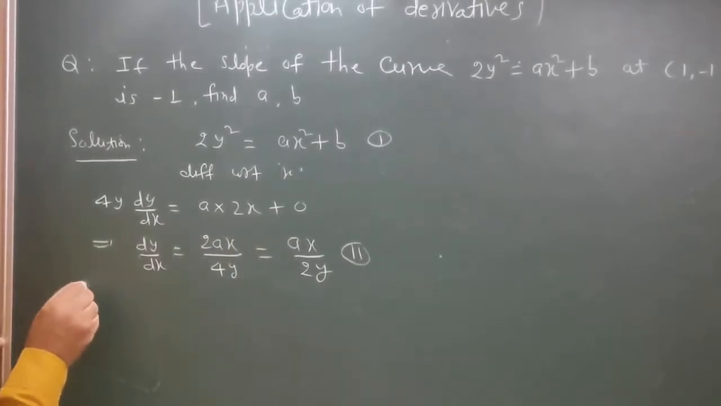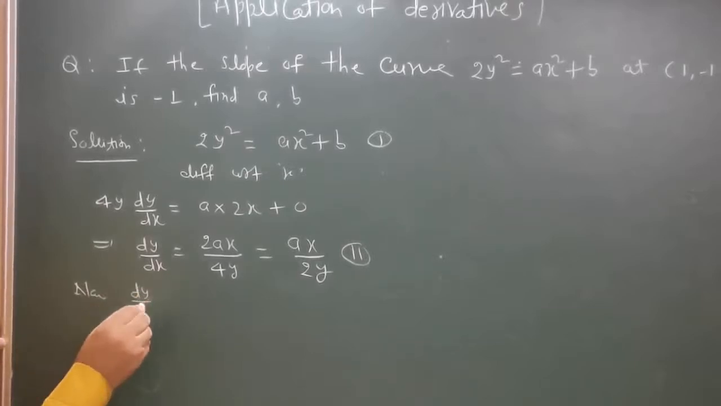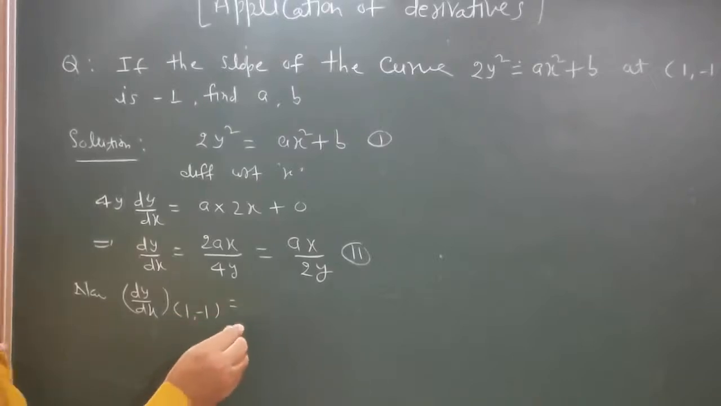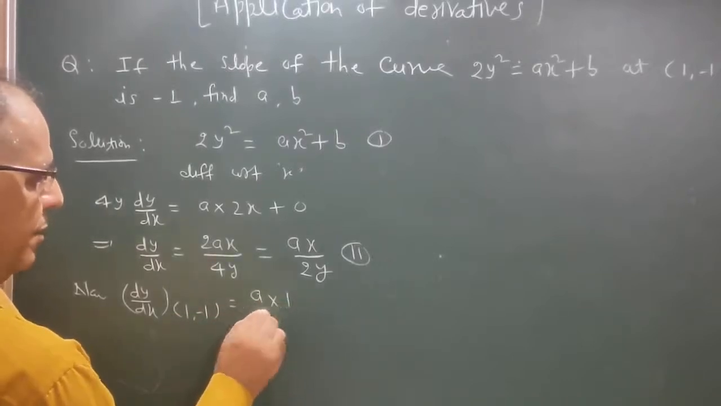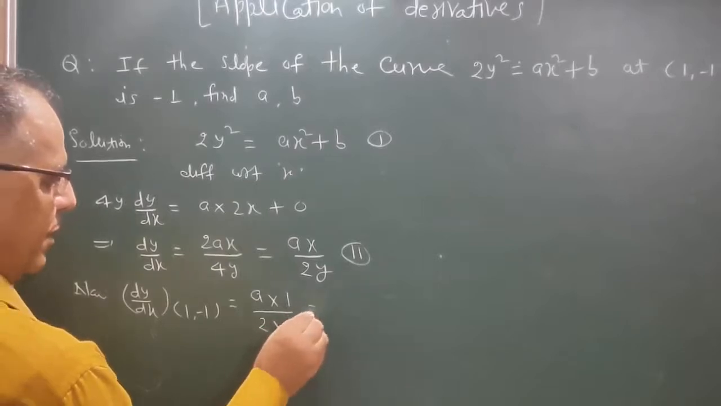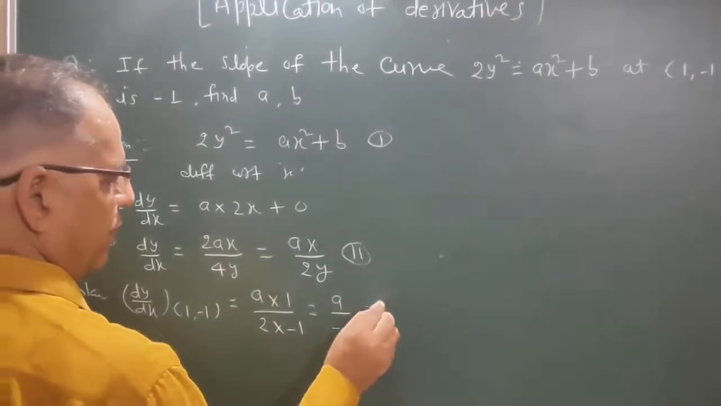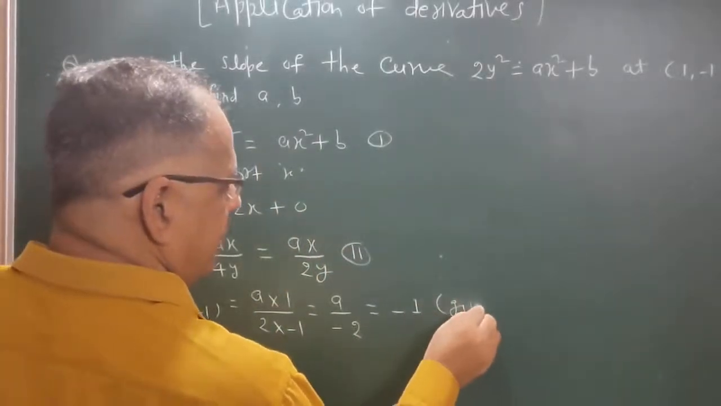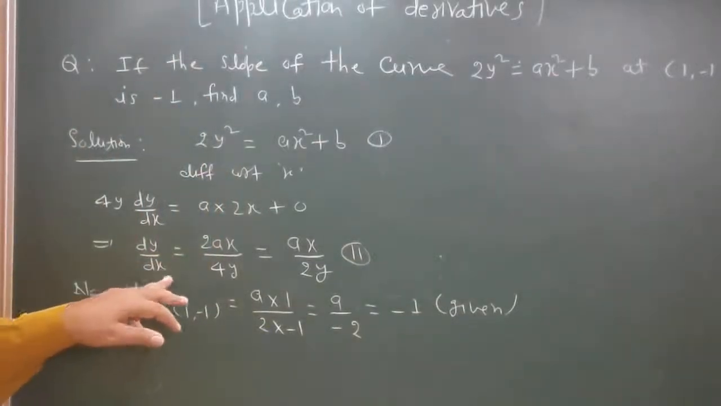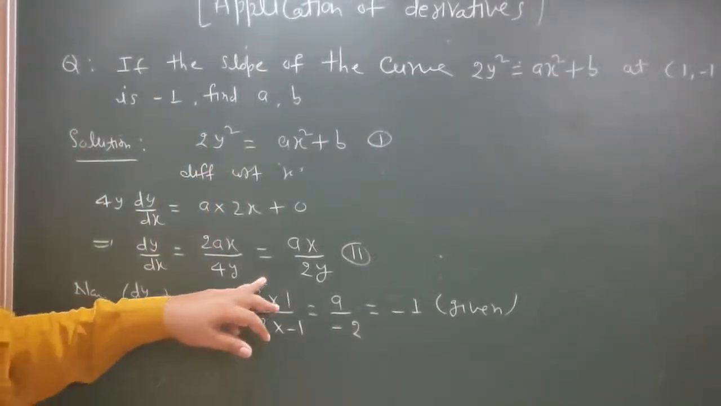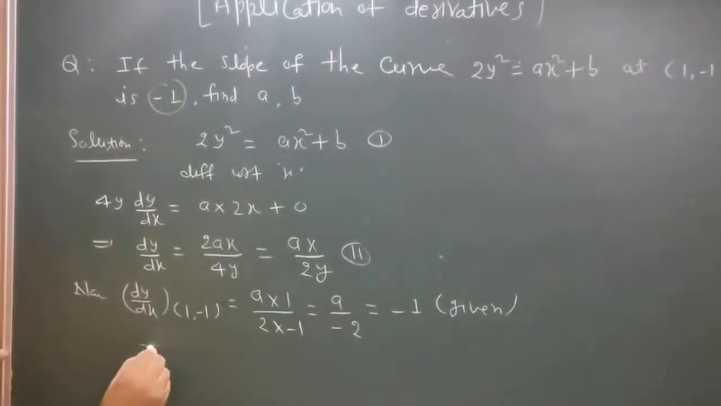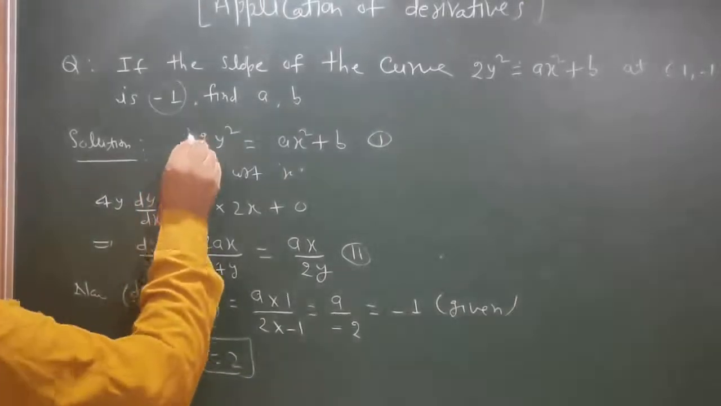Now dy/dx at the point (1, -1) will be equal to a into 1 upon 2 into -1, that means a/(-2) is equal to -1. This is given. The slope of the tangent at (1, -1) is a/(-2), but this is given as -1 here. So now we have a equal to 2.